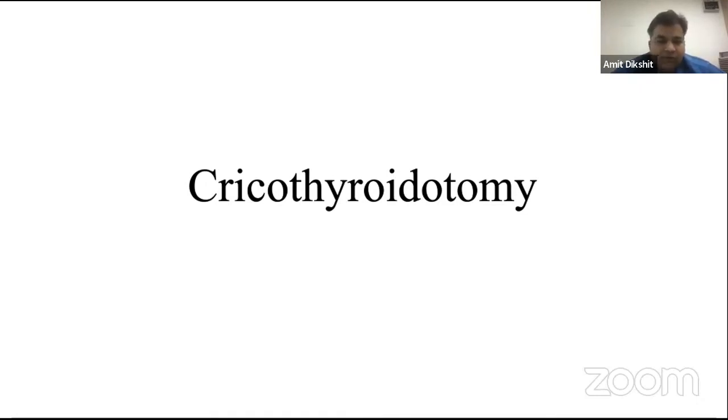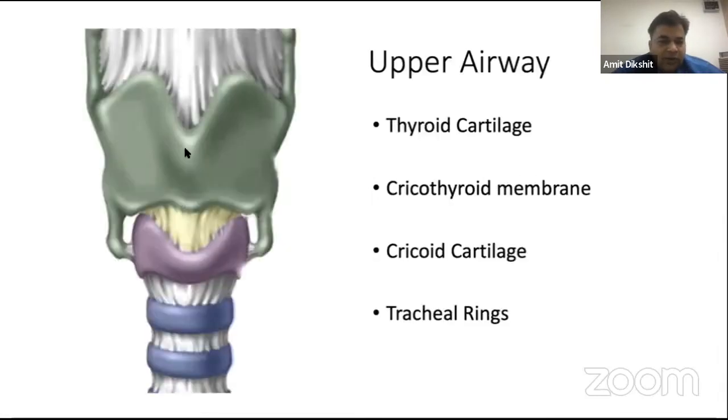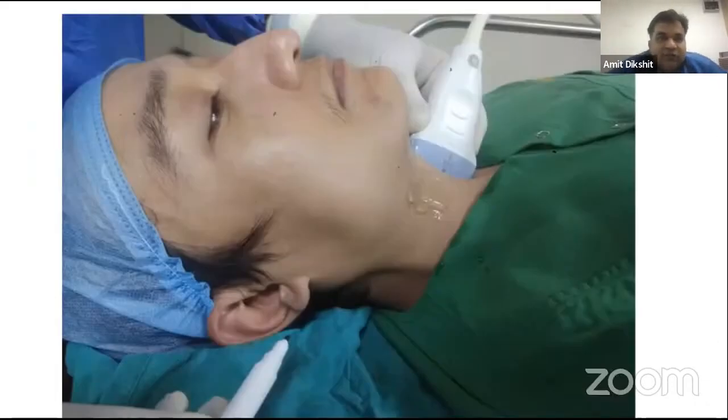Again, we have to remember the anatomy: the thyroid cartilage, which creates a hypoechoic ultrasound picture. Then we have the cricothyroid membrane, and then the purple one is the cricoid cartilage. So what should be the position? It can be done in a transverse scan, which is the TACA method, or in a parasagittal scan using the string of pearls method. I'll be showing you one which is easy to correlate.